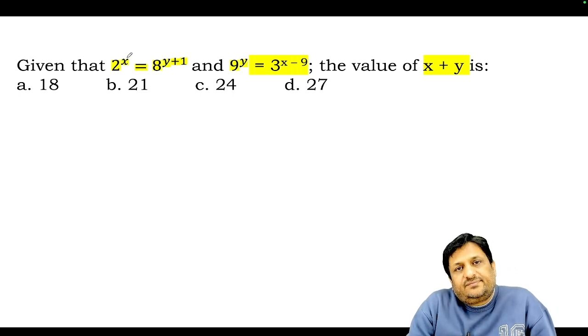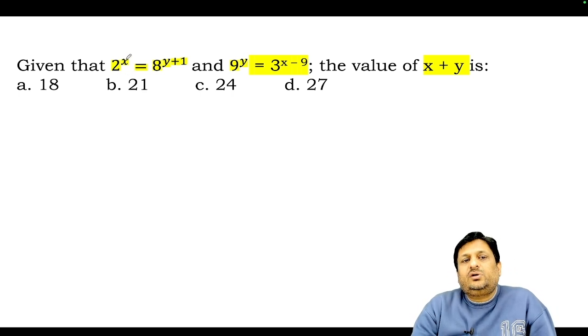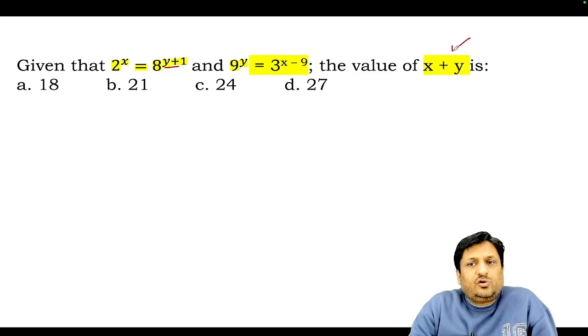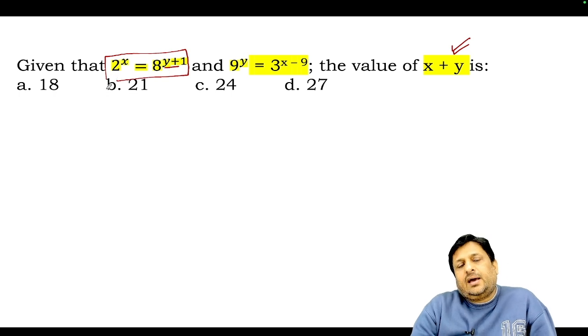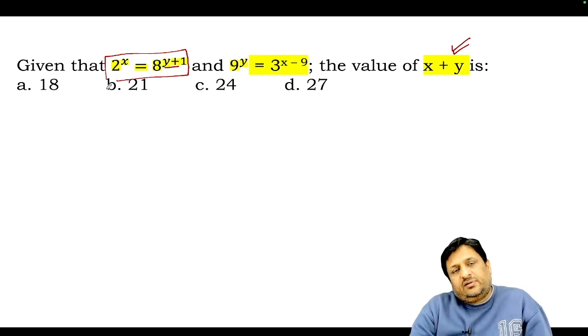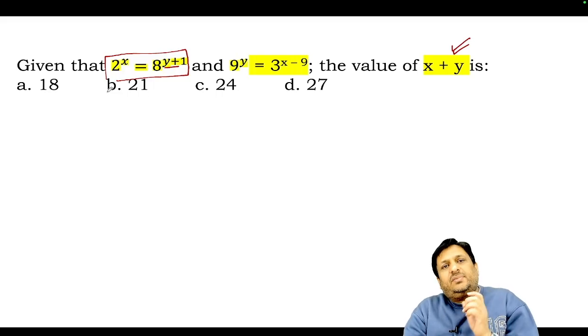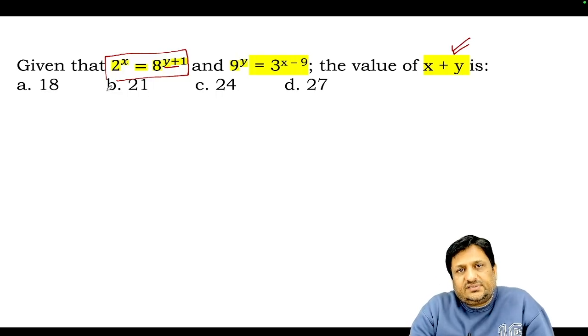Let's try to solve this one. The question is saying 2 raised to the power x is equal to 8 raised to the power y plus 1, and 9 raised to the power y is equal to 3 raised to the power x minus 9. And I need to find the value of x plus y. This question seems too complicated to you, but it is not actually. Look, I can solve the exponential power equations only if I am able to convert both the sides into the same base. Then only I can equate the powers, isn't it?